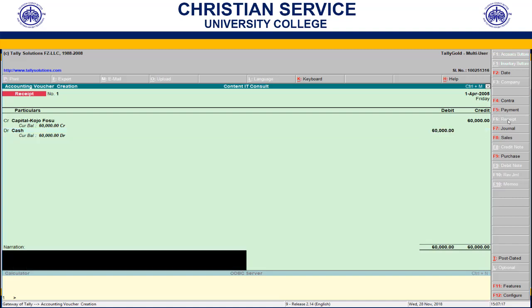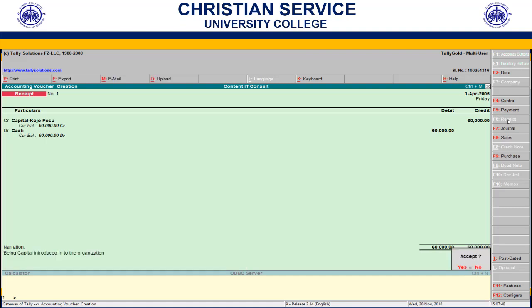Tally automatically gives us the debiting correspondent, and we can give the narration as being capital introduced into the organization. So we can just make sure everything is correct. Press the enter key to accept and another enter key to choose the yes. This voucher has been entered and we are through with the first transaction.